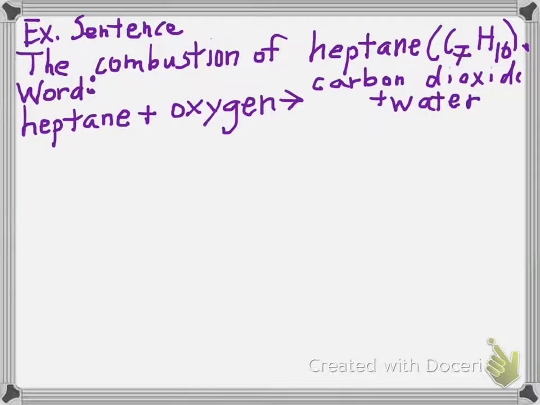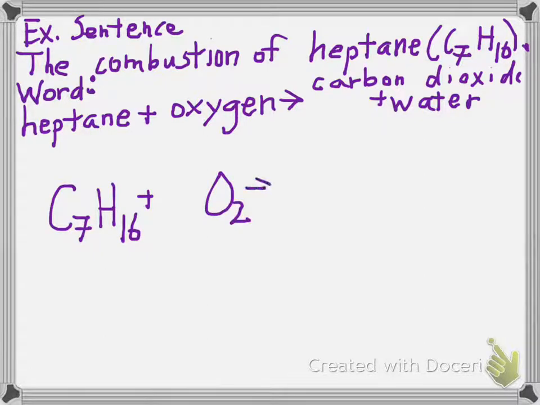So now that we have our word equation, we're ready to write our balanced chemical equation. Again, we want to make sure we're leaving space in front of our formulas to allow room for coefficients. So starting with our heptane, which was C7H16, plus oxygen, which is O2 because it's diatomic, carbon dioxide, CO2, plus water, H2O.